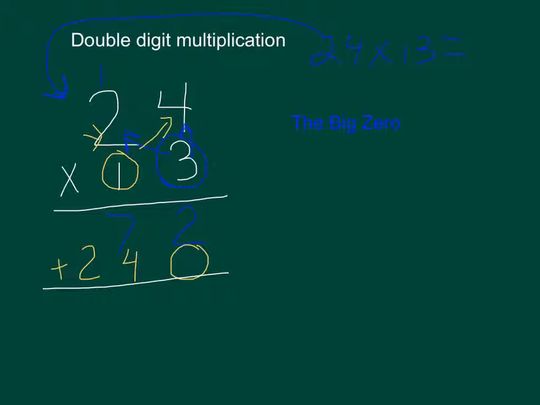2 plus 0 is still 2. 7 plus 4 is 11, carry your 1. 2 plus 1 is 3. So 24 times 13 is 312. Check it with your calculator if you'd like to.